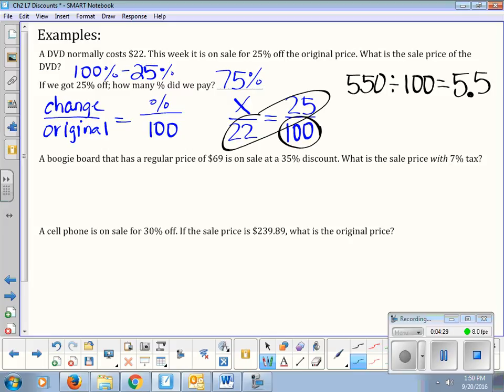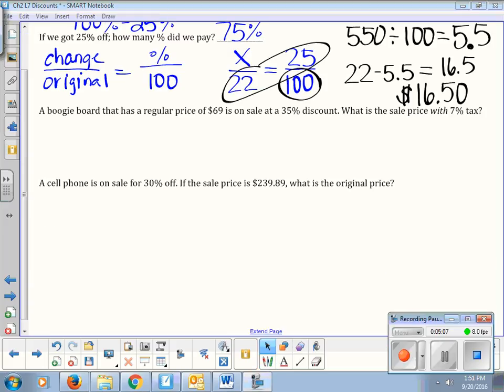How much you took off? Yeah, how much you're saving. So what do we have to do with this value? We're going to take our original price, which was $22. Are we saving this $5.50, or is it an extra price we have to pay? Saving it because it's a discount, so we're going to subtract 5.5 to find our sale price. And you get 16.5. In terms of money, how many decimal places do we go? 16.50, or $16.50.